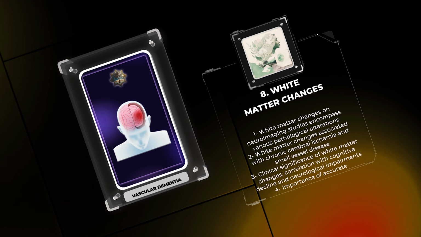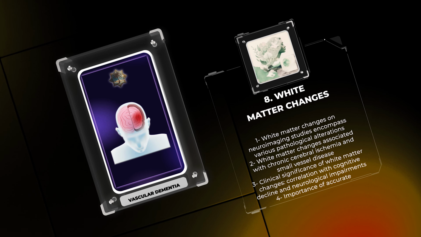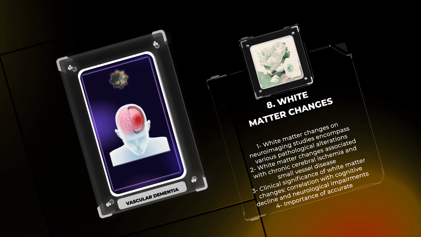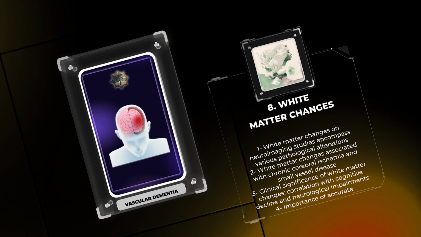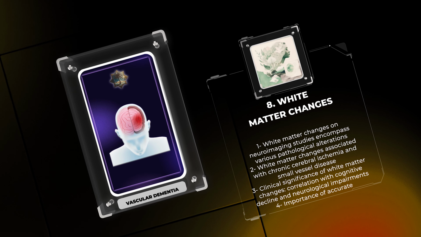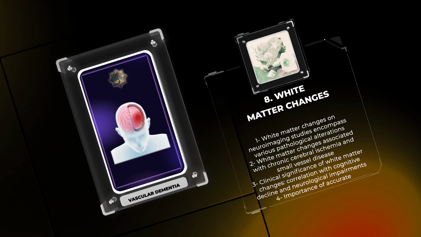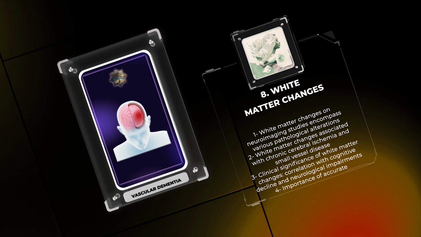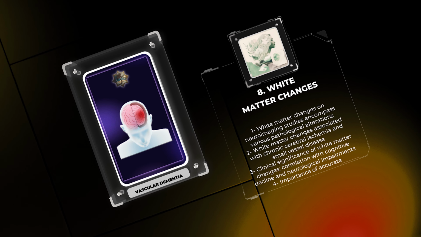The clinical significance of white matter changes lies in their correlation with cognitive decline, neurological impairments, and functional decline. Accurate interpretation and appropriate correlation with clinical data are crucial in differentiating normal age-related changes from pathological white matter alterations.